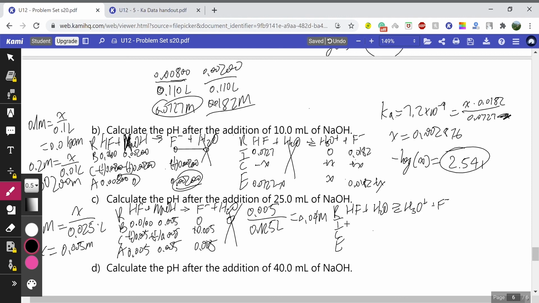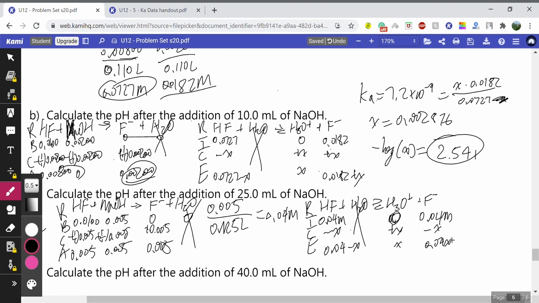Now the initial for HF, as we found, is going to be 0.04 molar. Water, we don't care. This is going to be 0 molar because we didn't end up with any H3O+ in the previous one. F minus is the same as previous, so this is also going to be 0.04 molar. Change is minus X, then plus X, plus X. Equilibrium is 0.04 minus X, then plus X, and 0.04 plus X. Again, since the 5% rule holds, we're going to cross out all of these, and we're going to use the same K as above because we're still dealing with HF.